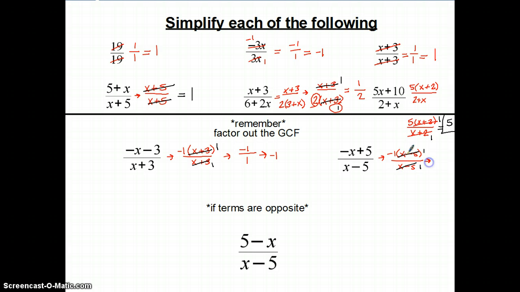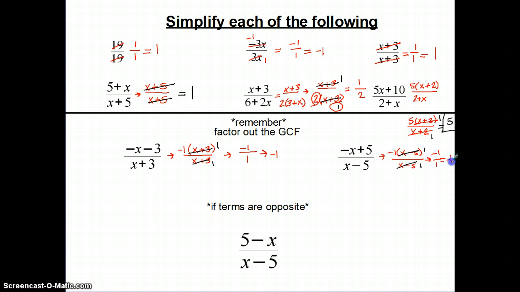In the numerator, I have negative 1 times 1, which is negative 1. And in the denominator, I just have 1, which reduces down to negative 1, just as my previous example.